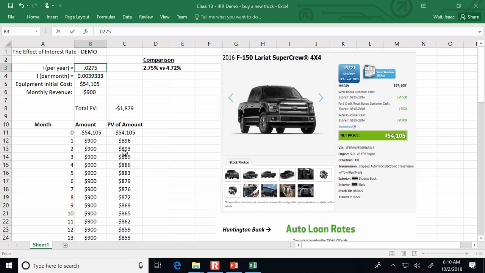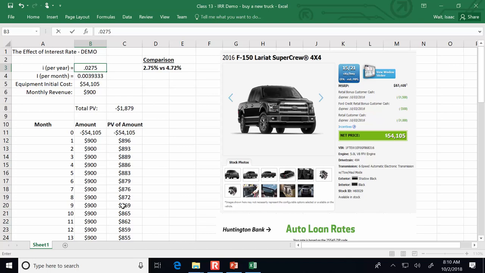So let me ask you, before I have it calculate it, how are these present values going to change? Are they going to go up or are they going to go down? Which are they going to do, up or down? She's giving me the thumbs up. She's right. So why are the present values going to be larger if we have a smaller interest rate?